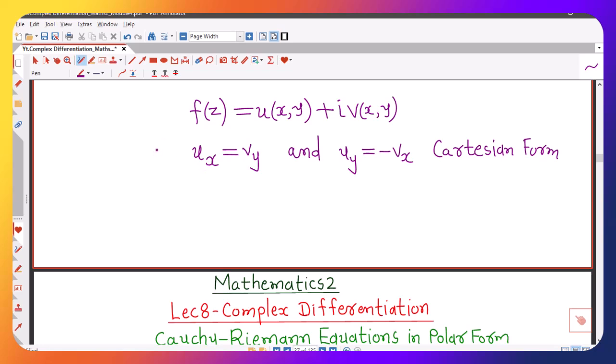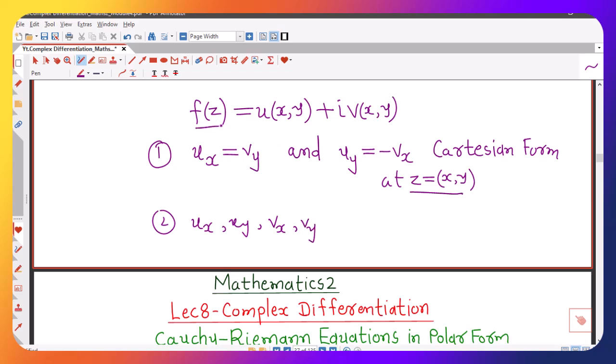And we know that if these two equations are satisfied at some point, say z equal to the ordered pair (x, y), and if these first order partial derivatives are continuous at that point, then this function is differentiable at z equal to (x, y). Now here we are using the Cartesian form of the complex variable, z equal to x plus iy.